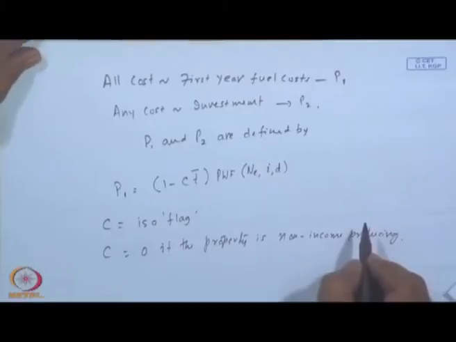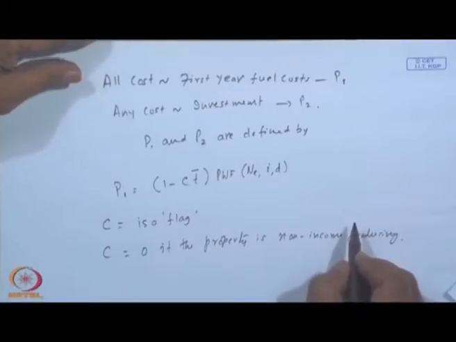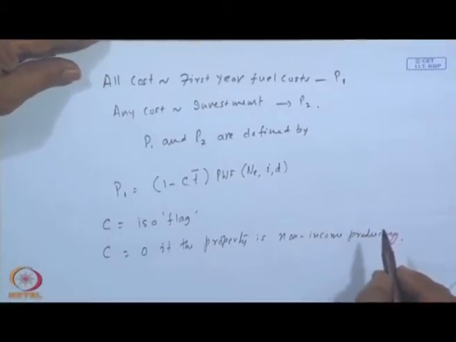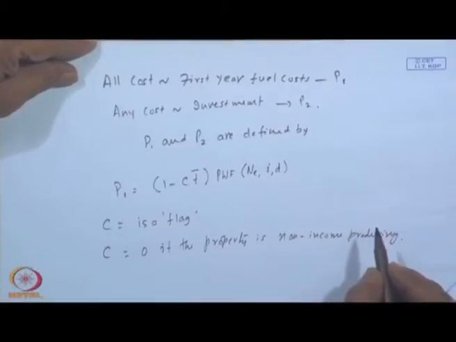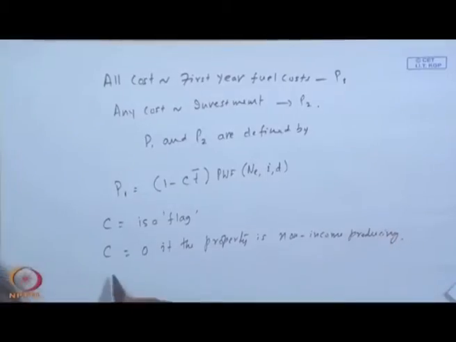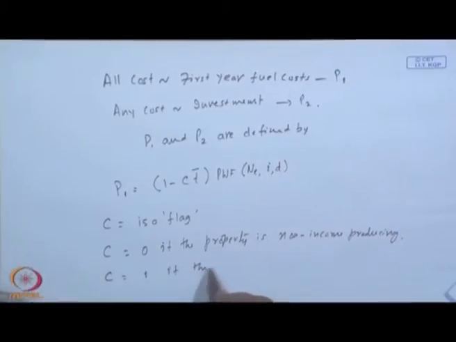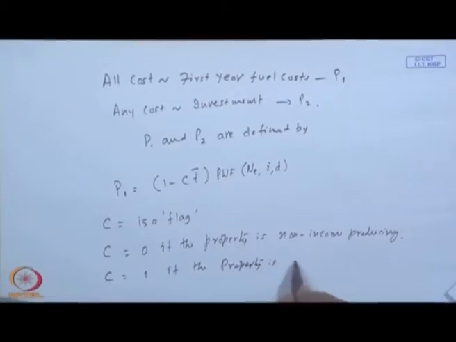In other words, we are distinguishing. Even if it is a solar energy hot water system, if it is used domestically for bathing or cleaning the dishes, it is non-income producing. But if it is used for degreasing or in any automobile industry or any other industry, it will be considered as income producing, and C should be equal to 1 if the property is income producing.